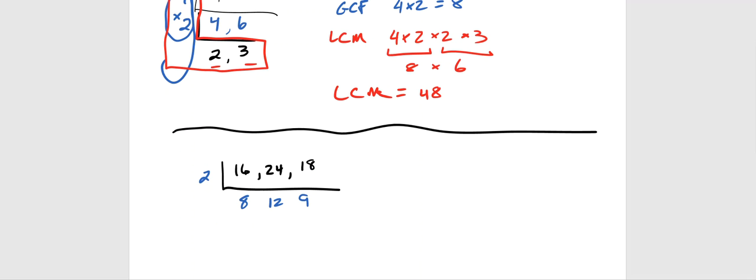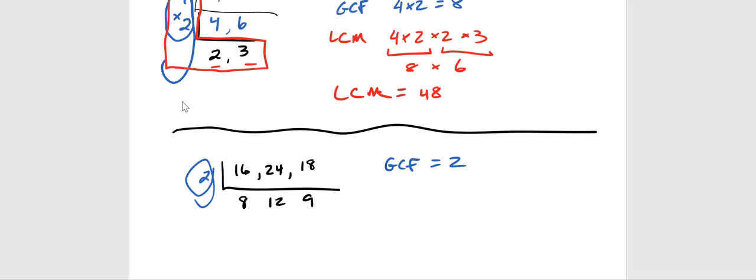Now, when I look at this next layer of numbers, 8, 12, and 9, if there's no common factor shared between all 3 numbers, I know that I have hit my greatest common factor. So in this case, my GCF is already determined as being 2. Now, here's where things get a little bit different with our cake. We would normally say that we've hit the end of the road because 8, 12, and 9 share no other common factor. But I need to look at these numbers in pairs.